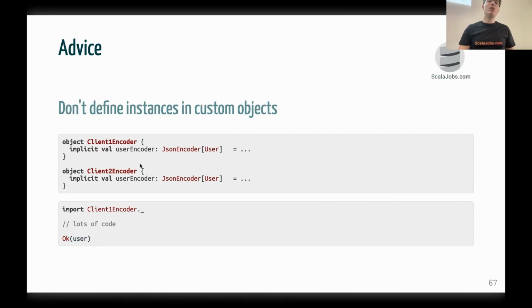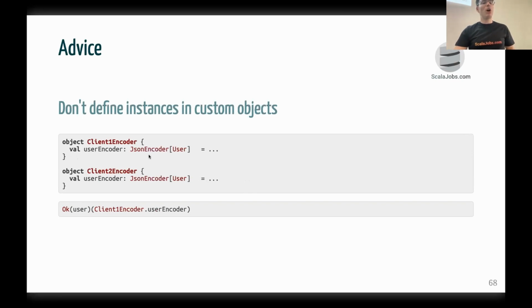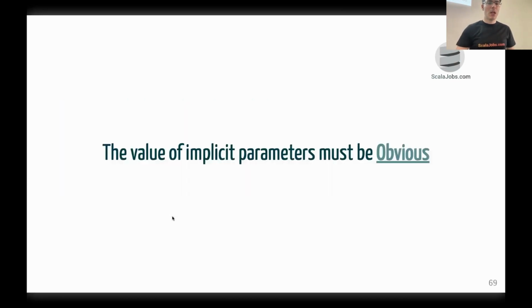If you really have a use case where you have different encoding for the same class, then just pass the thing explicitly. There's nothing wrong with that. Meaning that you can define your encoder as a normal value and pass it like this. That's completely fine. It's more verbose, but everyone will understand what is going on. And I think this is the most important point. Again, this golden rule about implicit: the value of an implicit parameter must be obvious. If it's not obvious, pass it explicitly.